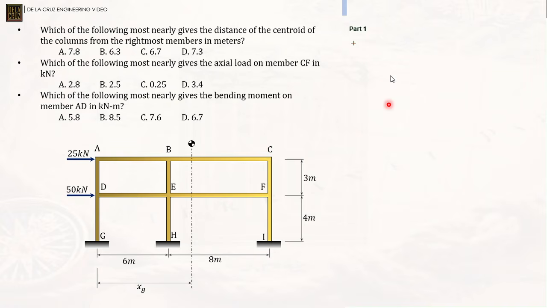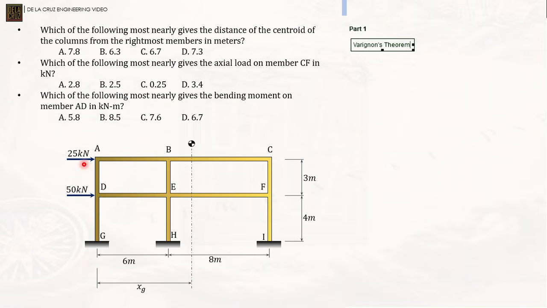So to calculate the location of the centroid of the columns, we will use Varignon's theorem. We always see this in our structural engineering, from statics to strength of materials, until we reach our major design subjects. So with Varignon's theorem, if we make this the reference line, imagine there are forces acting on each column.